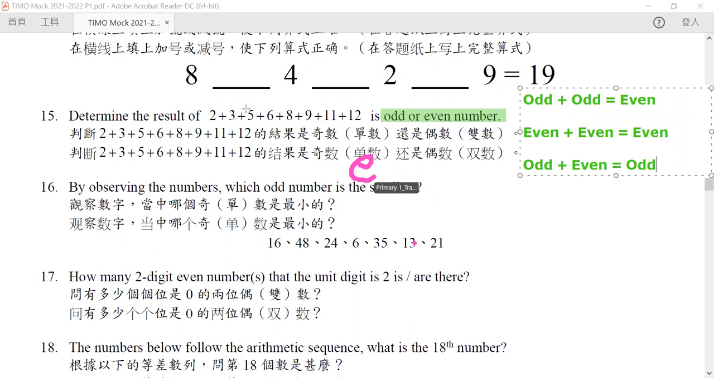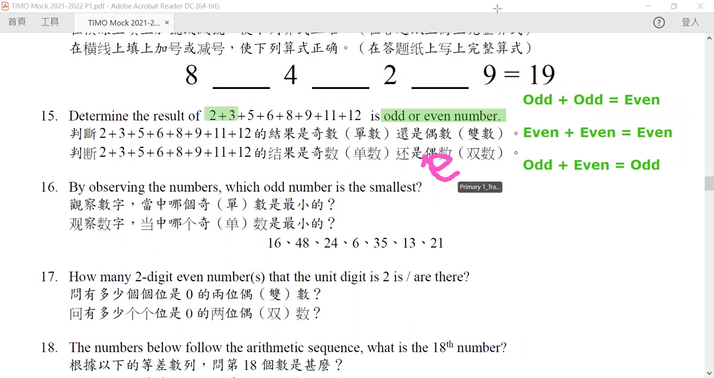So for 2 and 3, 2 is an even number, 3 is an odd number, and hence the sum of this is odd. Now, because it will be added to another odd number, odd plus odd, it becomes even. Then we can continue: an even number plus another even number will be even.